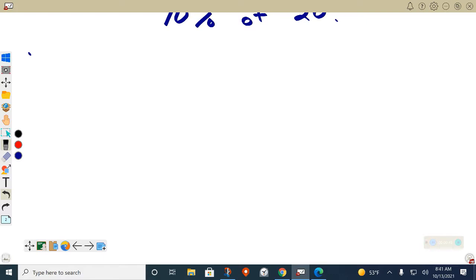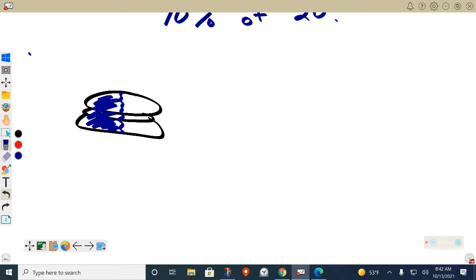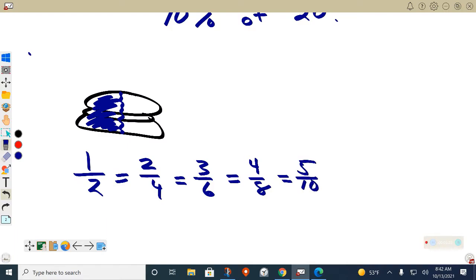If I have, let's say, a piece of, how about a burger? Don't laugh at my drawing. Let's say I eat half the burger. That's how much I ate. Or I also ate this much. 50%. Because these are all fractions that mean the same thing. I ate 2/4 of that burger. I can express my eating of that burger with all these ways, all these kinds of fractions. They mean the same amount.